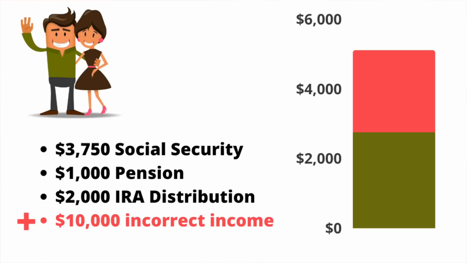This is because not only did they have to pay tax on the $10,000, but now the extra income pushed more of their Social Security into taxation. Without that erroneous $10,000 in income, their Social Security was only 40% taxable. And once you add that income, 60% of their Social Security income becomes countable as taxable. So these income mistakes can have an effect that reaches beyond just the tax on that incorrect income alone.